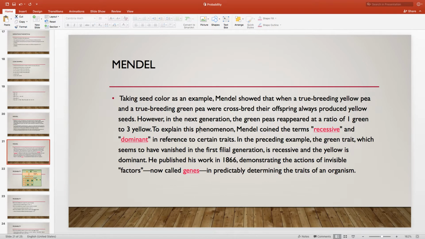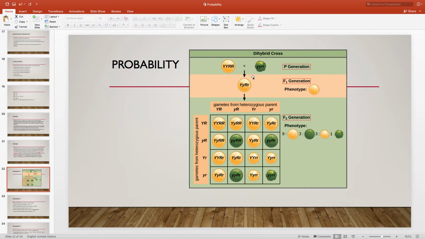The green trait, which seems to have vanished in the first generation, is recessive, and yellow is dominant. And he published his work in 1866 on these invisible factors, which are now called genes. So let's look at this diagram. This is what's called a dihybrid cross.